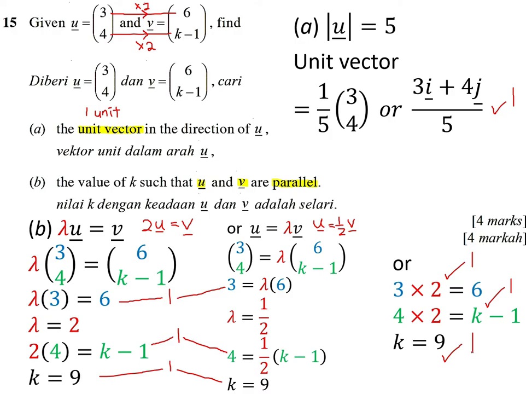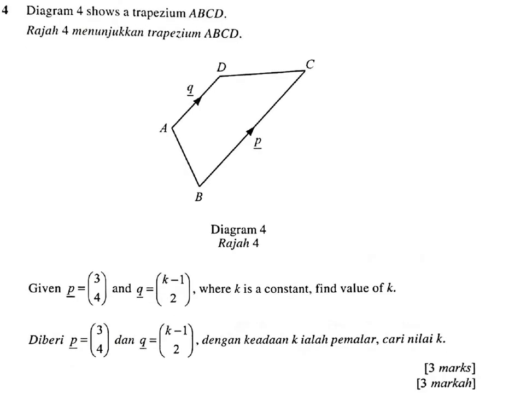Let us look at the next question. SPM 2007, Paper 1. Okay, so let us look at this question. You are given a trapezium ABCD, and vector P is (3, 4). Vector Q is (k minus 1, 2), where k is a constant. Find the value of k. This question is very similar to the question just now, but it did not tell you P and Q are parallel, correct? But from the diagram, they already tell you these two vectors are parallel. And what is the value of k?